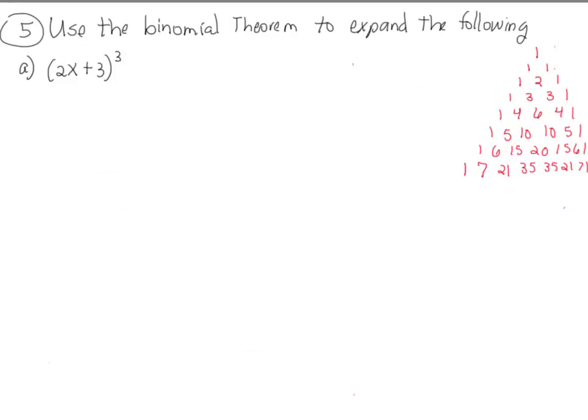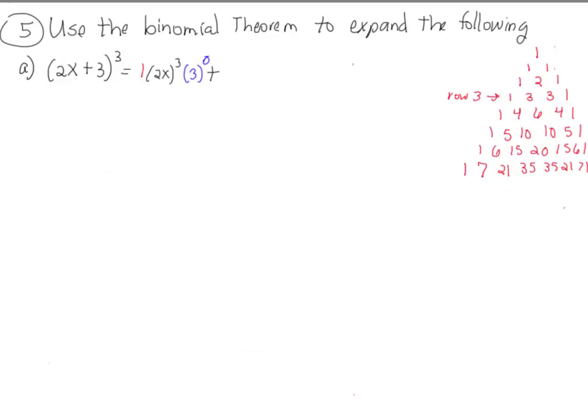So looking at example A, I'm looking at the binomial cubed, so that means I need to go to row 3 of Pascal's triangle, which would be 0, 1, 2, 3, this row here. And that's going to tell me my coefficients. So I have 1 times my first term, which is 2x, raised to the 3rd degree, times my second number in the binomial, which is positive 3. That's 3 raised to the 0 power.